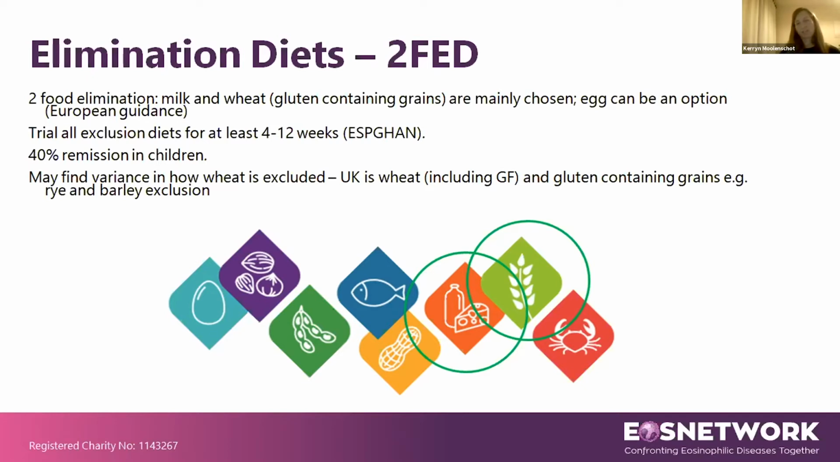And you may find in different centres and around the world, there may be differences in how people exclude foods. But generally in the UK, you'll find that wheat is excluded, including gluten-free wheat. So you may find products that have been deglutenized, but they still contain wheat flour. And the reason is that there are still other proteins in wheat that a patient may react to. And also other gluten-containing grains such as rye and barley are excluded. So we do generally a gluten-free diet.